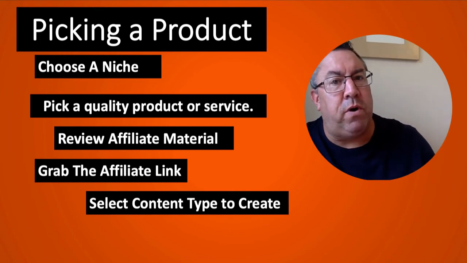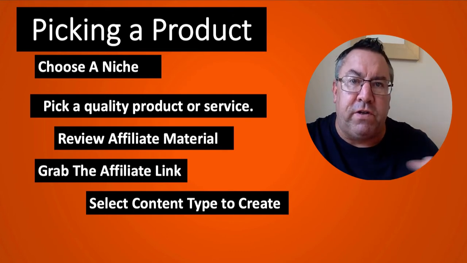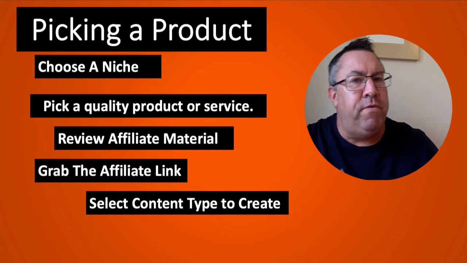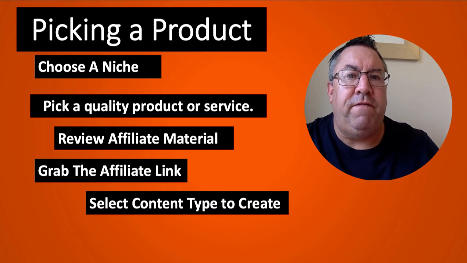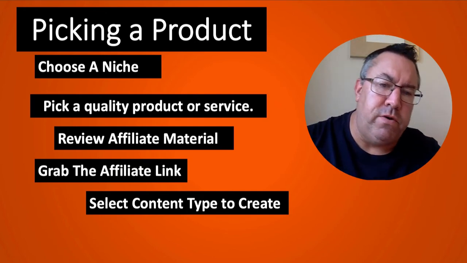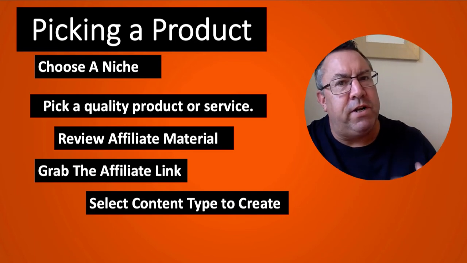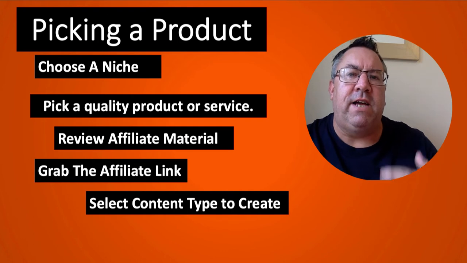So you pick some kind of quality product or service, because obviously you want something that's going to be good for those folks that come along and buy it. You can review the material within the affiliate sites of those products to see if there's any useful information there that you can actually use. You go ahead and grab your affiliate link, and then you select some kind of content type to actually add that affiliate link to.